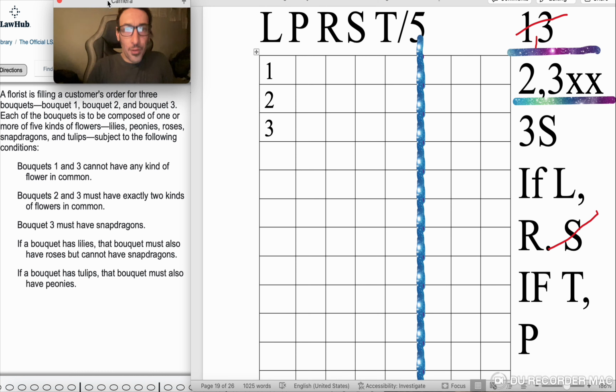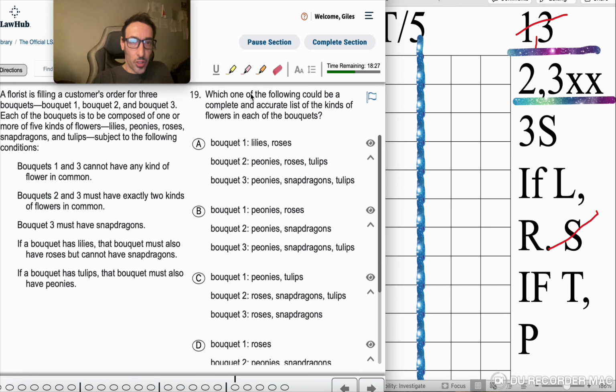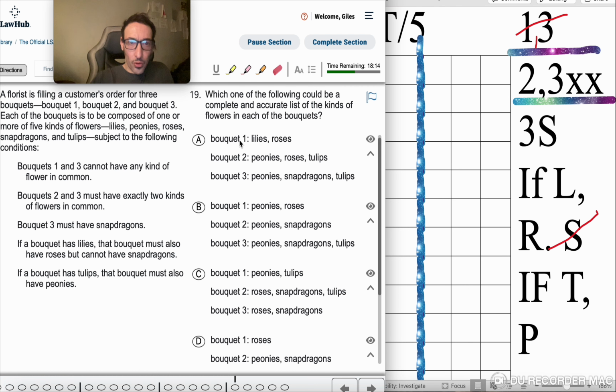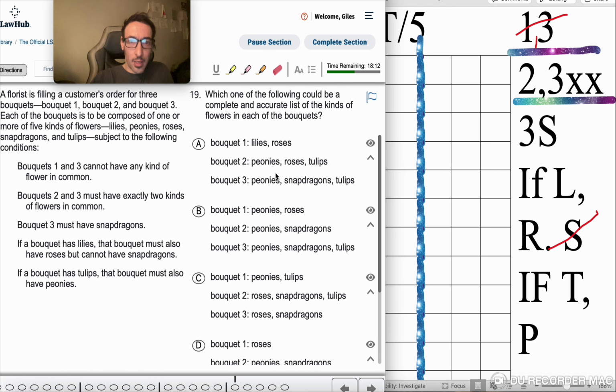If you guys are ever having difficulty trying to get a diagram or image of how this is going to be, just go ahead and look at the question and the answer choices. The question: which one of the following could be a complete and accurate list of the kinds of flowers in each of the bouquets? This right here is going to give you the visual view of how they're diagramming. So basically this is how it will be constructed.